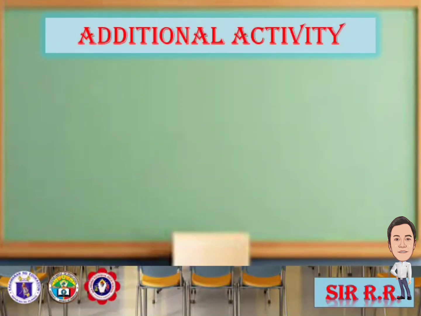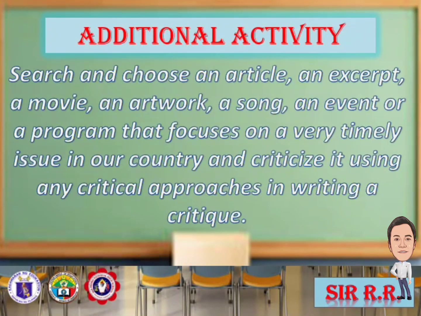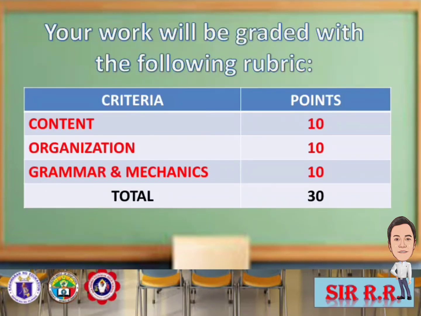And for the additional activity, search and choose an article, an excerpt, a movie, an artwork, a song, an event, or a program that focuses on a very timely issue in our country, and criticize it using any critical approaches in writing a critic. Your work will be graded with the following rubric: content with 10 points, organization with 10 points, grammar and mechanics with 10 points, for a total of 30 points.